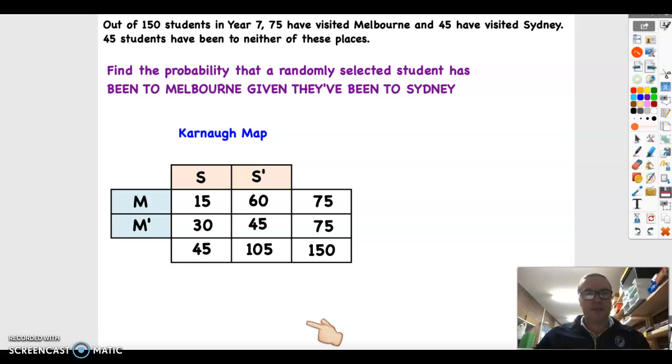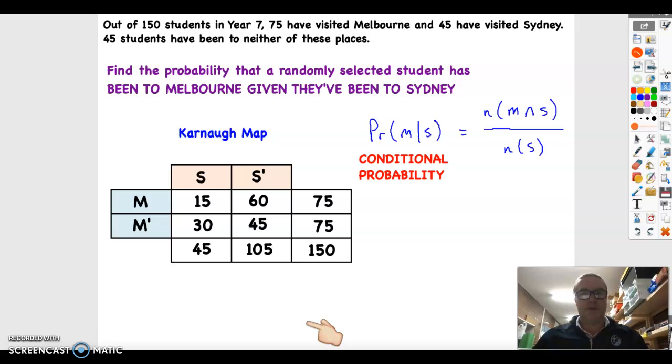So the way in which we say that is: the probability that a randomly selected student has been to Melbourne, given that they've been to Sydney. Conditional probability. Another way of describing this is a reduced sample space. So we're not talking about the entire sample space anymore. It's not out of the 150 students. It's only out of the number of students who have been to Sydney.